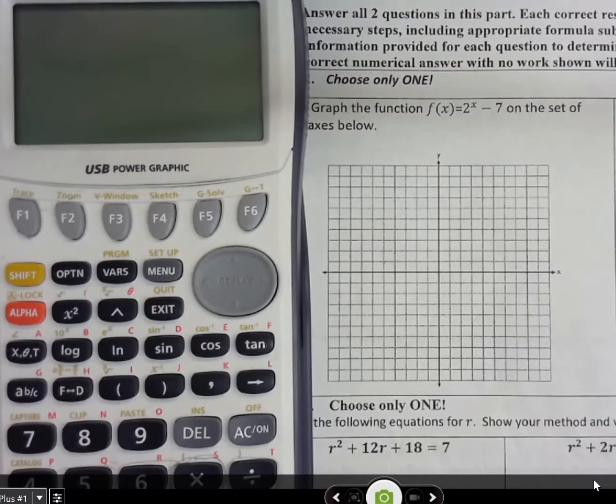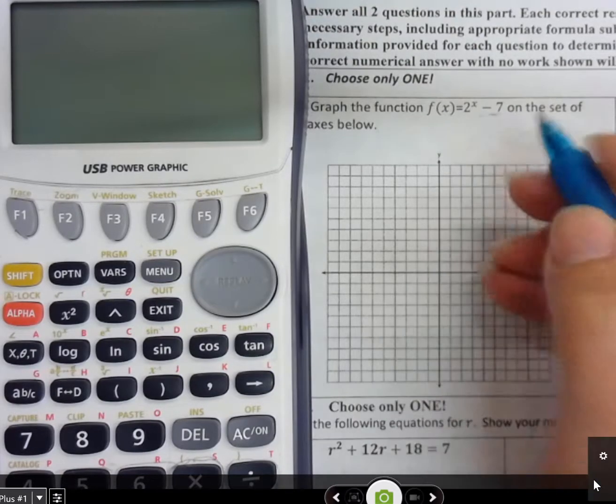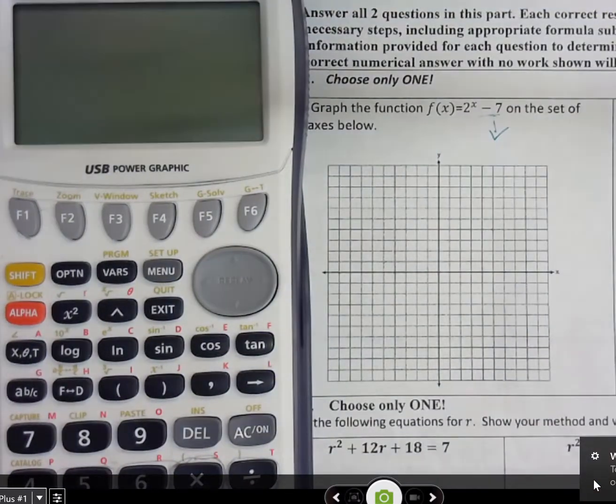We're taking a look at question number 1 from the final exam, day 1. Graph the function f of x equals 2 to the power of x minus 7 on the set of x's below. So what you should remember is this is a transformation of functions, and the minus 7 means we are shifting the function down 7 units.